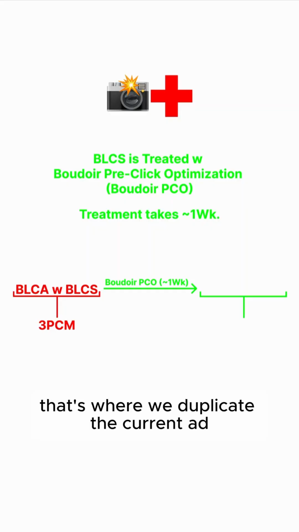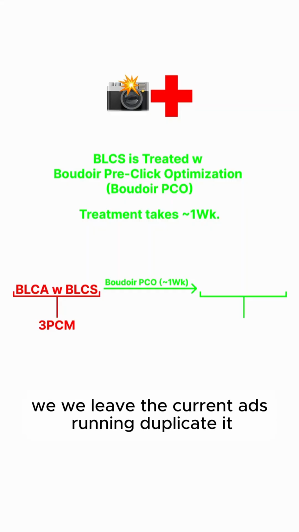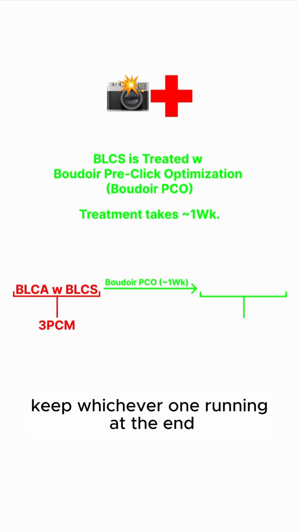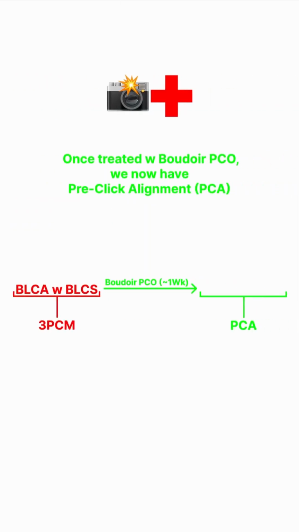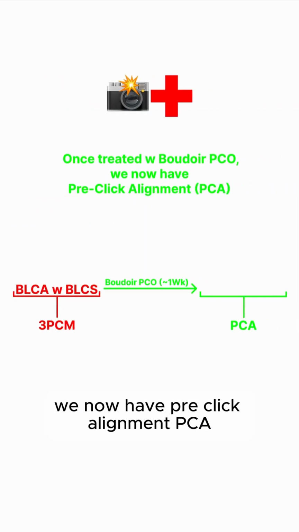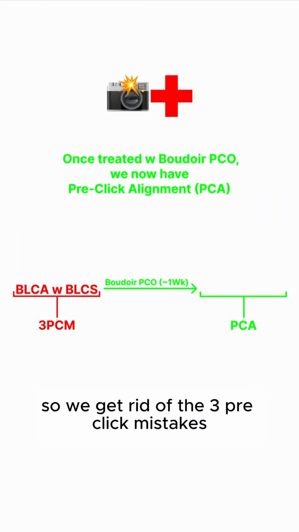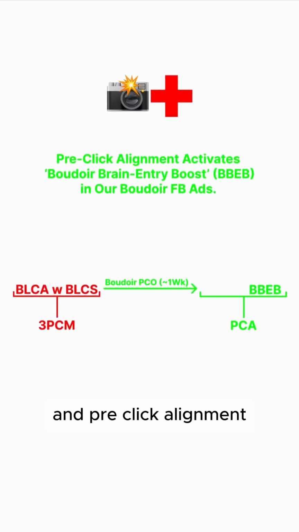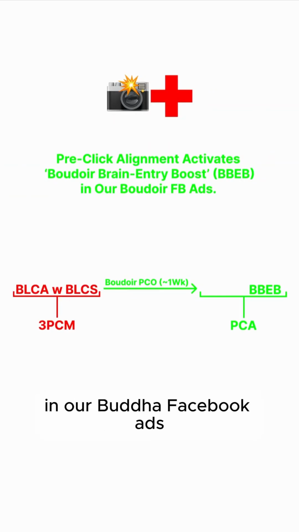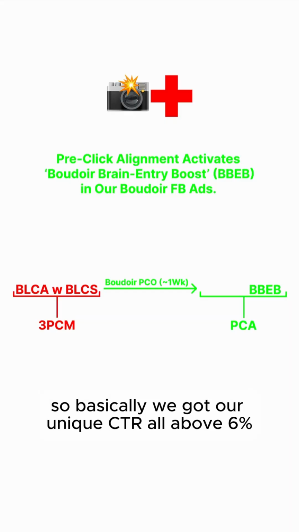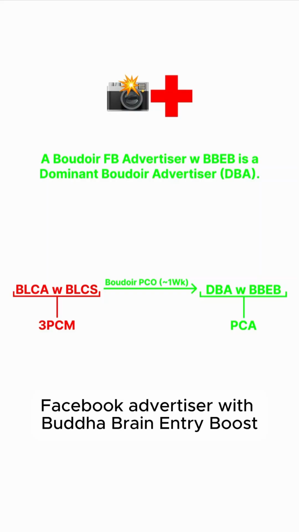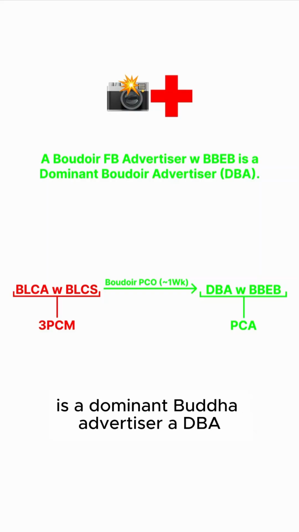And that's where we duplicate the current ad. We leave the current ad running, duplicate it, treat the duplicated ad, run them in parallel, and keep whichever one is running at the end that has the better metrics. Now, once treated with Boudoir Pico, we now have pre-click alignment, PCA. So we get rid of the three pre-click mistakes. We achieve pre-click alignment, and pre-click alignment activates Boudoir brain entry boost in our Boudoir Facebook ads. So basically, we got our unique CTR all above 6%. And a Boudoir Facebook advertiser with Boudoir brain entry boost is a dominant Boudoir advertiser, a DBA.